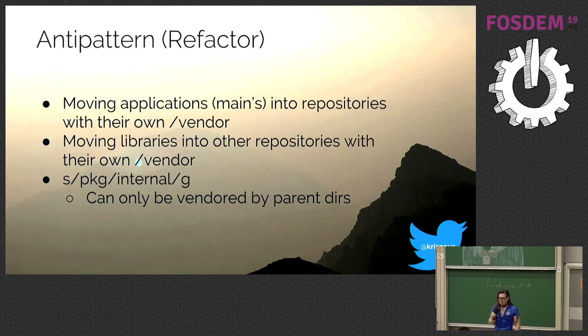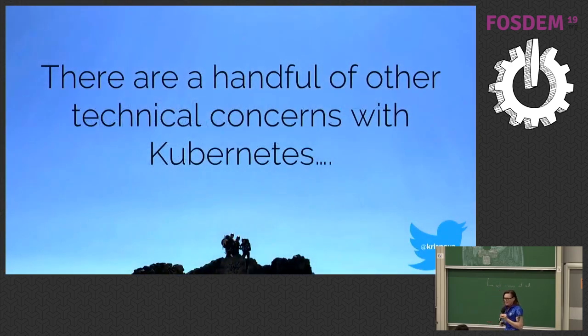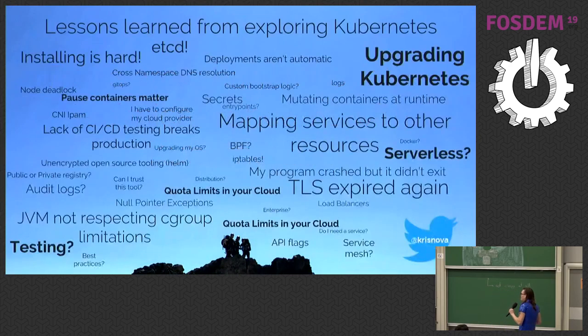And last but not least, we could totally get rid of the pkg directory and replace that with the /internal directory, which we all know in Go only allows you to vendor upwards, which could allow us to make some really powerful vendoring guarantees as we start enforcing how we want people to build and use the Kubernetes libraries. Okay, so there's a handful of other technical concerns with Kubernetes. I'm just going to give people a moment because this is like therapy for half of you.